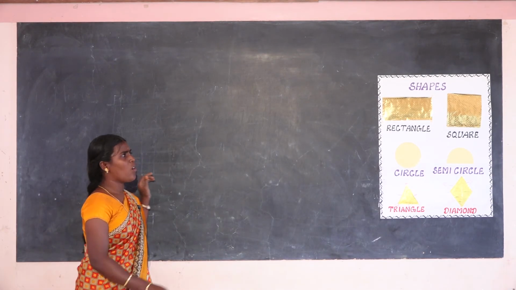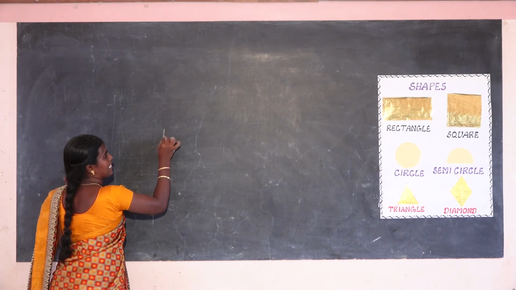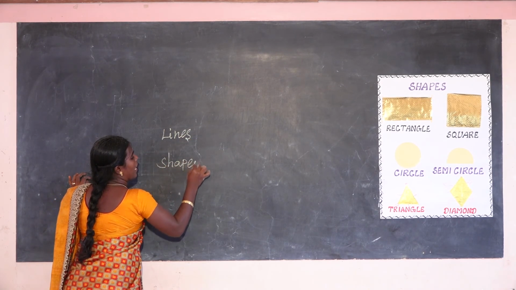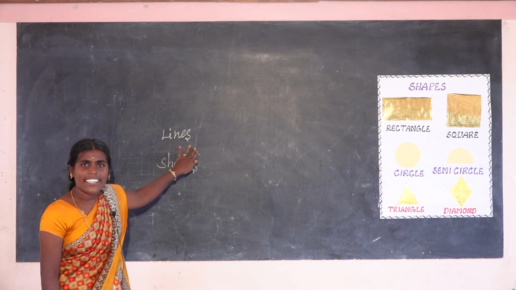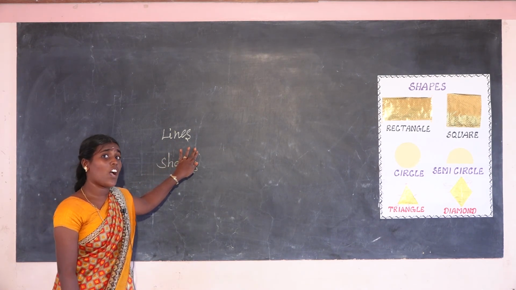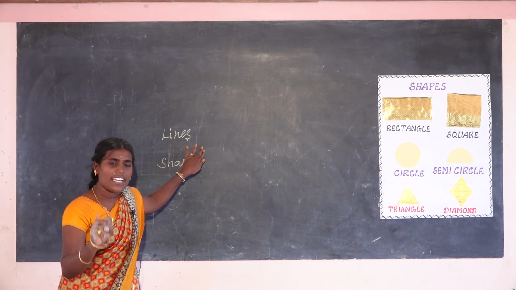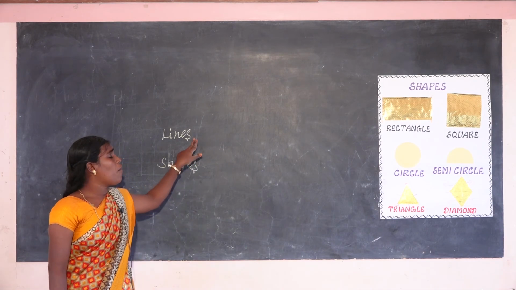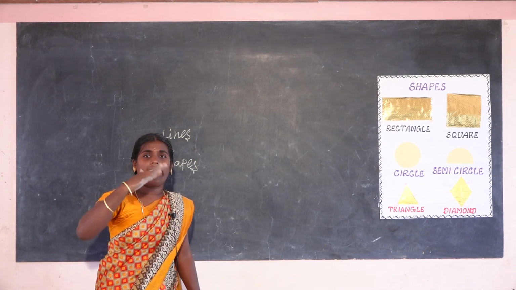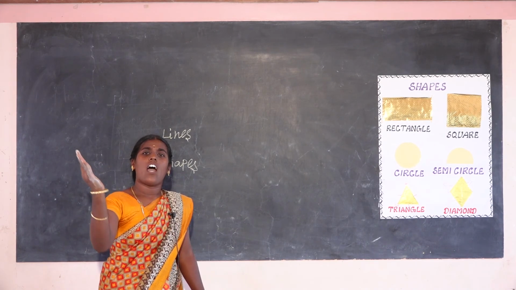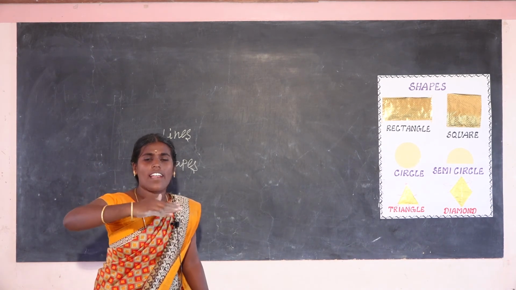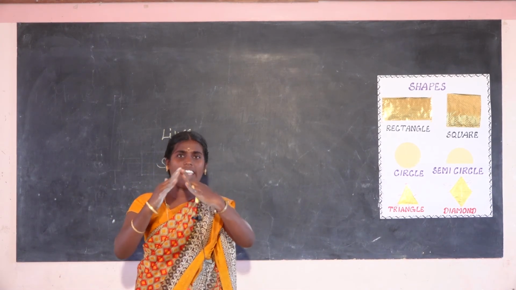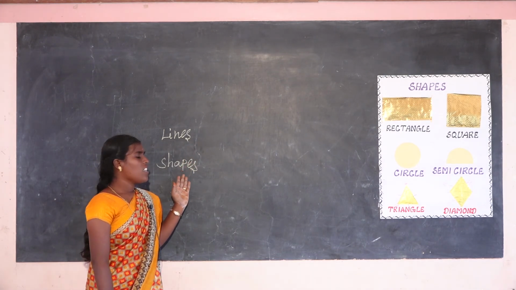Okay, in this lesson, what did we learn today? Lines and shapes. Yes, lines. There are 2 types: straight lines and curved lines. How many types of straight lines are there? Standing line, sleeping line, slanting line. How many ways to draw a standing line? Only one way. How many ways to draw a sleeping line? Only one way. But a slanting line can be drawn in 2 ways.